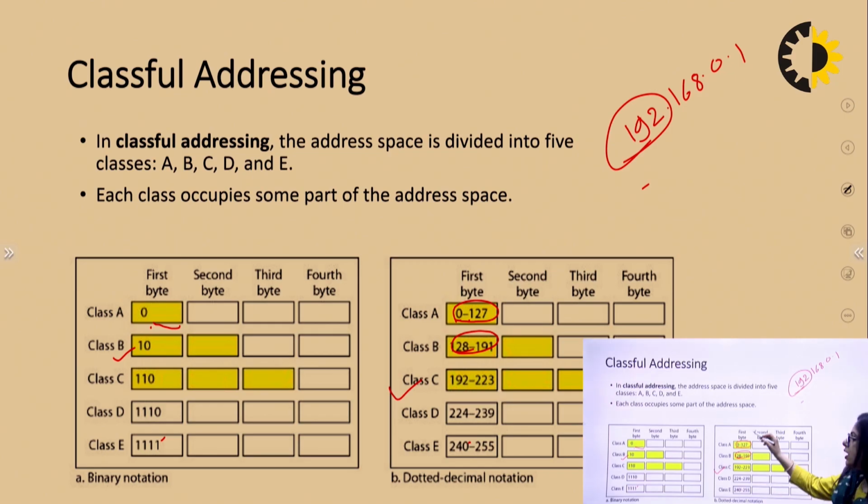Okay, these are the whole 5 classes: class A, B, C, D and E. Mostly we are using class A, B, C. Class D and E are not used. Class D is used for research or some other purpose. Class E also is for future use.